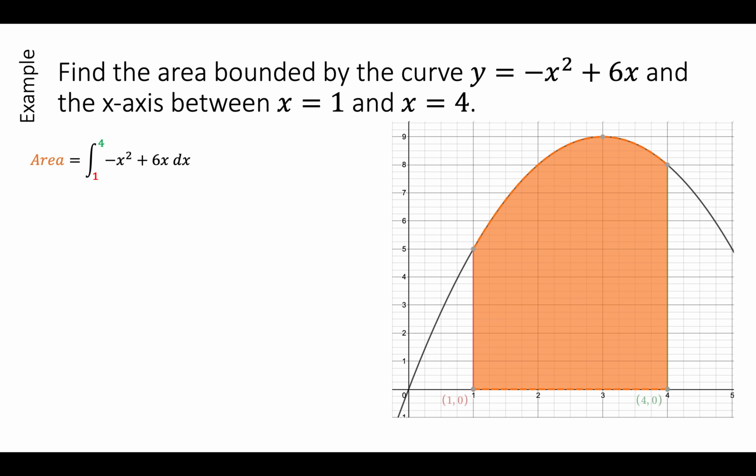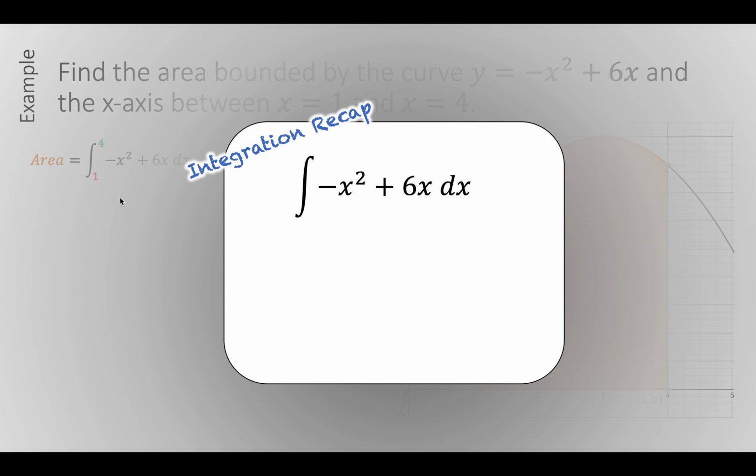So the area is going to be given by the integral between 1 and 4 of minus x squared plus 6x dx. We're going to have to integrate that, so let's just refresh how we integrate. If you would like more help with integrating, I have a video just about integrating that you can watch.